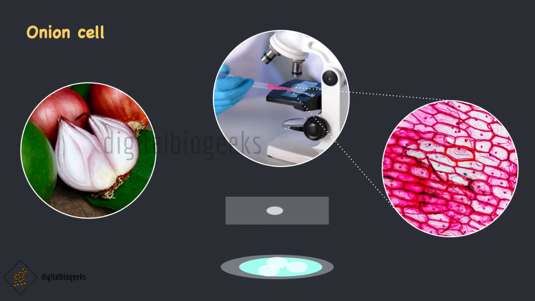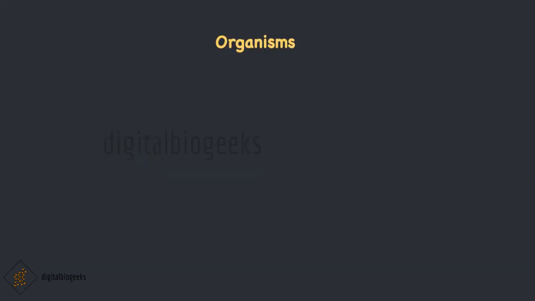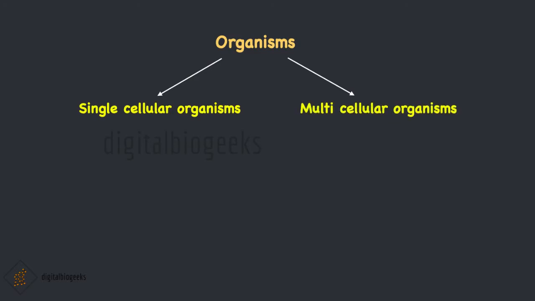These small cells together form the big onion bulb. In other words, we can say cells are the building blocks of the onion bulb. All the organisms, whether they are small or big, are made up of cells. Depending upon the number of cells present in an organism, they can be divided into two: single cellular organisms and multicellular organisms. There are some organisms which have only a single cell in them.